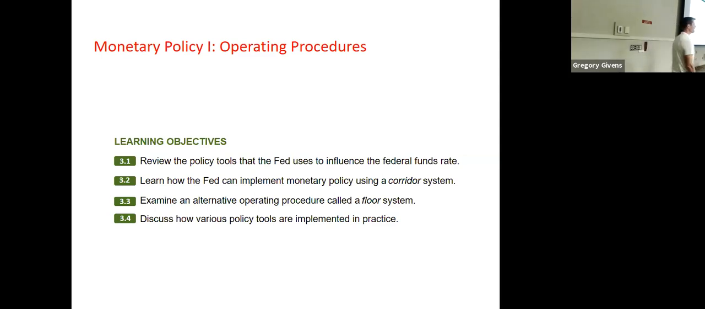In your intermediate macro class, the extent of discussing monetary policy was probably things like the Fed or the central bank changes the money supply, or maybe even a central bank changes the interest rate. Well, we're going to go much further into it and talk about specifically the operating procedures that the Federal Reserve implements and practices in order to carry out these very important monetary policy actions, all right?